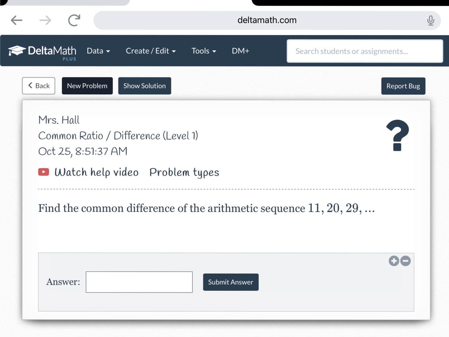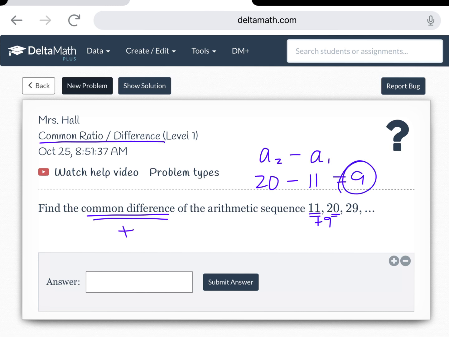All right, so the first section is going to ask you to find the common ratio or the common difference. If it says common difference, it means you're adding over and over and over again. So what do I add to 11 to get 20? Well, I know that's 9 because I can do that in my head. If I can't do it in my head, I take A2, second term, so 20, and I subtract A1, first term, which is 11. 20 minus 11 is 9. So you will write a 9 in that box.